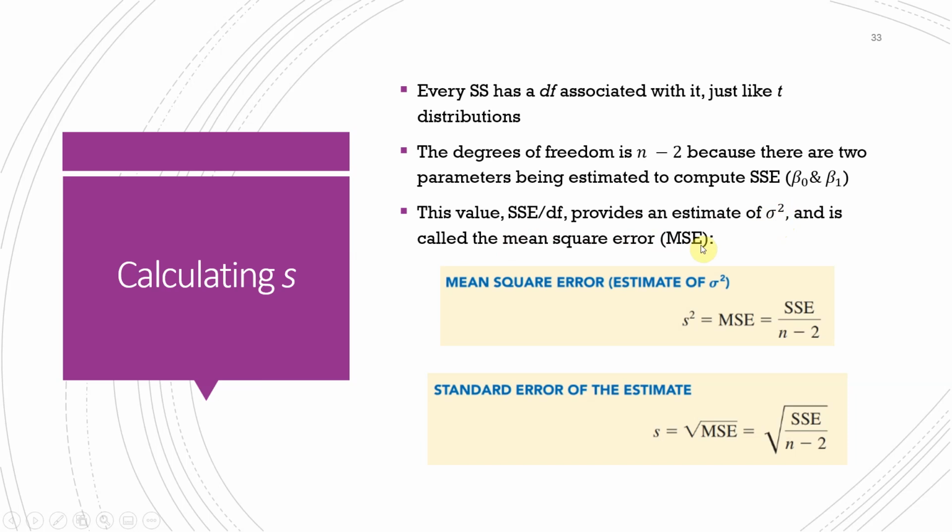So this equation, the sum of squared error divided by the degrees of freedom, is called the mean square error, the MSE. The mean squared error is equal to the sum of squared error divided by its degrees of freedom, which is n minus 2. That gives us s squared, an estimate of sigma squared. So if we take the square root of the mean squared error, we're going to have s, which is what we need. So let's do this.